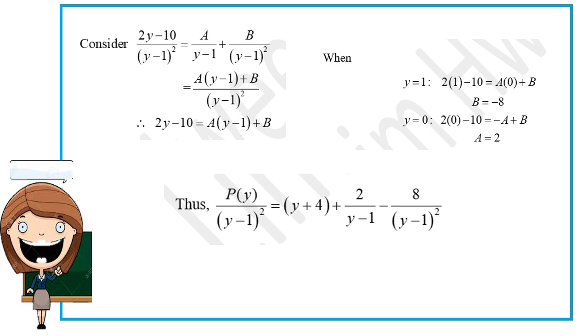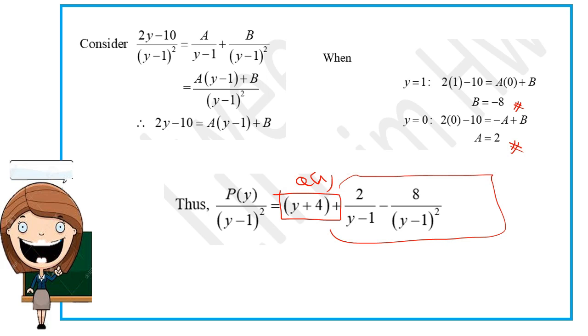And we equalize the denominators and compare. We may easily find the value of b as minus 8 and the value of a as 2 by using the substitute value method. And after that, we rewrite the partial fractions. So remember to write your quotient. After that, proceed with your partial fractions. So here is what you get from this.